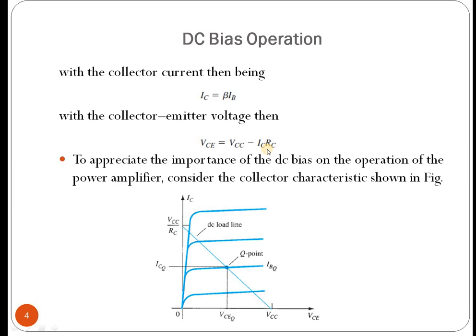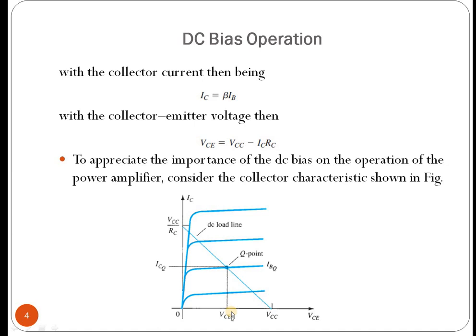Now, for the DC bias operation of that power amplifier circuit, the collector characteristics graph is shown here. You can see this is the collector characteristics graph, the IC current graph, so IC versus VCE. In this graph you can see one is a Q point.